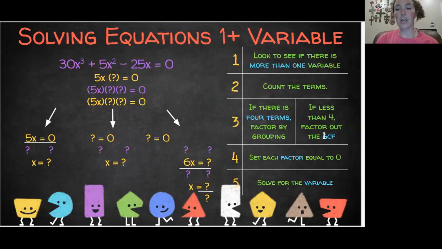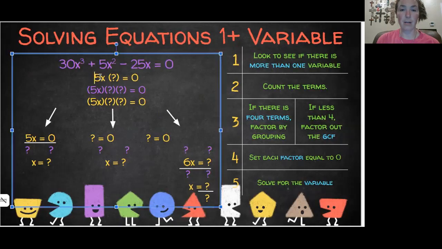So remember, the GCF is the greatest common factor. So we always start with the lowest whole number, so 5, and we see if all the numbers divide by 5. 30 divides by 5, 5 divides by 5, and 25 divides by 5. So we would use 5. And then we have to figure out how many x's they have in common. Well, there's 3 here, there's 2 here, but there's only 1 here. So they would only have 1 in common. So right here, this 5x would be our GCF.